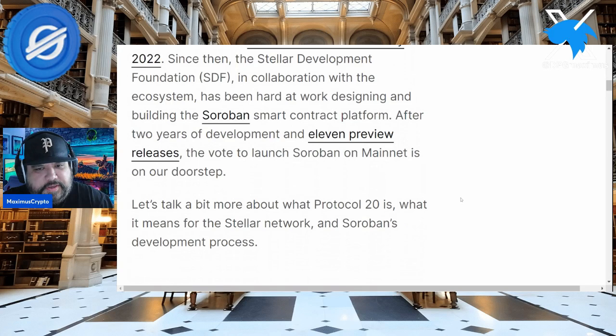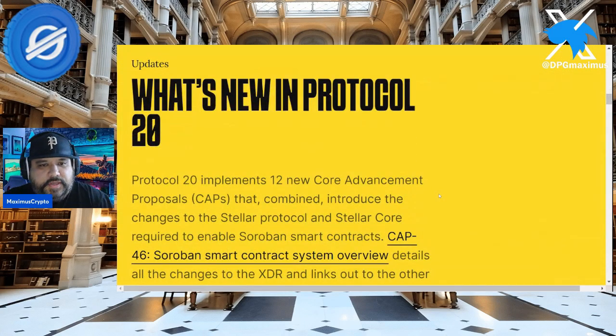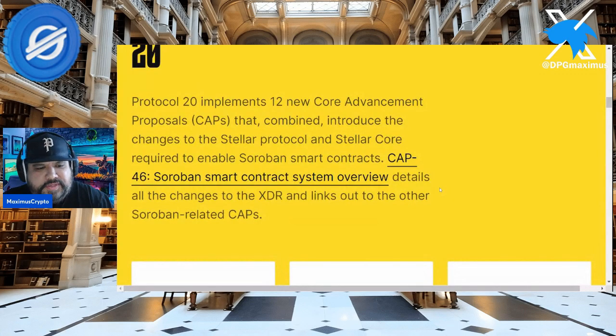But basically speaking, after 2 years of development and after 11 preview releases, the vote to launch Soroban on mainnet is at our basic doorstep. Let's talk a little bit more about this. So let's get into it. What's new in Protocol 20? Well, there's a lot, right?